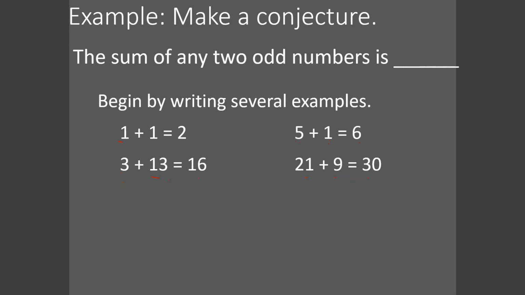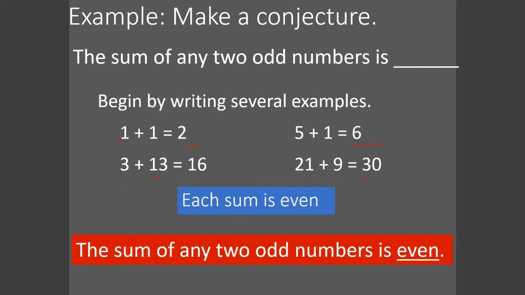So what can you say about the sum of any two odd numbers? So we have 2, 16, 6, 30. Those are examples of what we call even numbers. So in our observation, each sum is an even number. So therefore, our conjecture is the sum of any two odd numbers is even. That is what we call our conjecture.